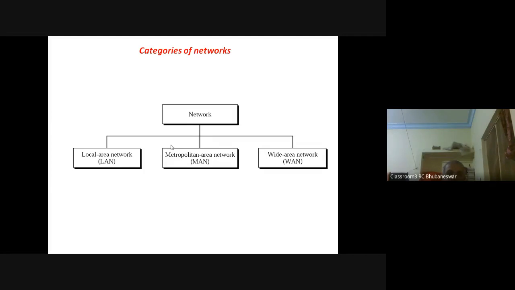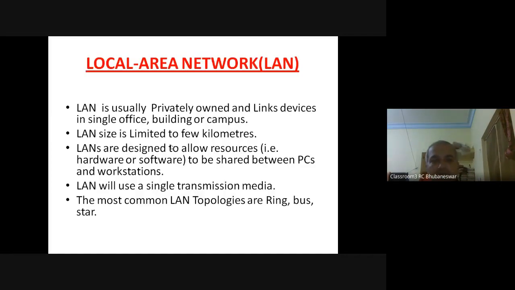What is a local area network? It is a limited area, privately owned, and links devices within a single office building or campus. Simply, if a network is within a single office building or within a single campus, then that network is a local area network. It is privately owned, and its size is limited to a few kilometers.